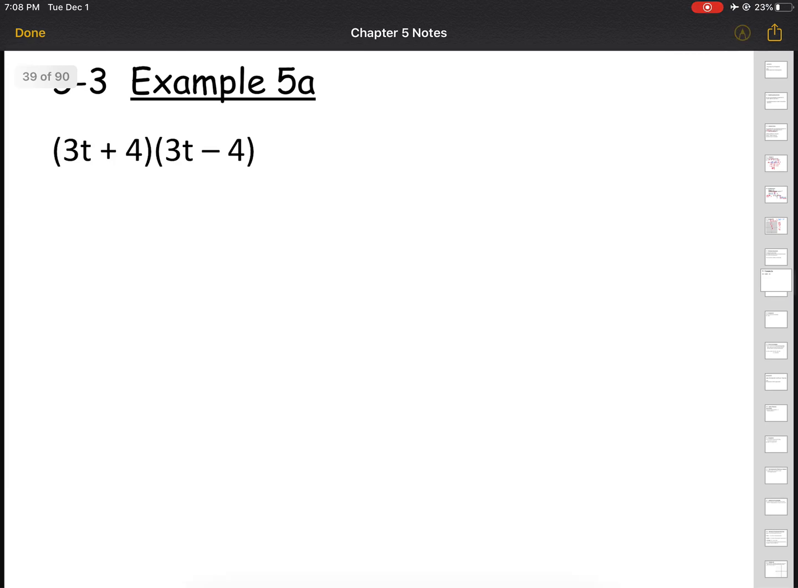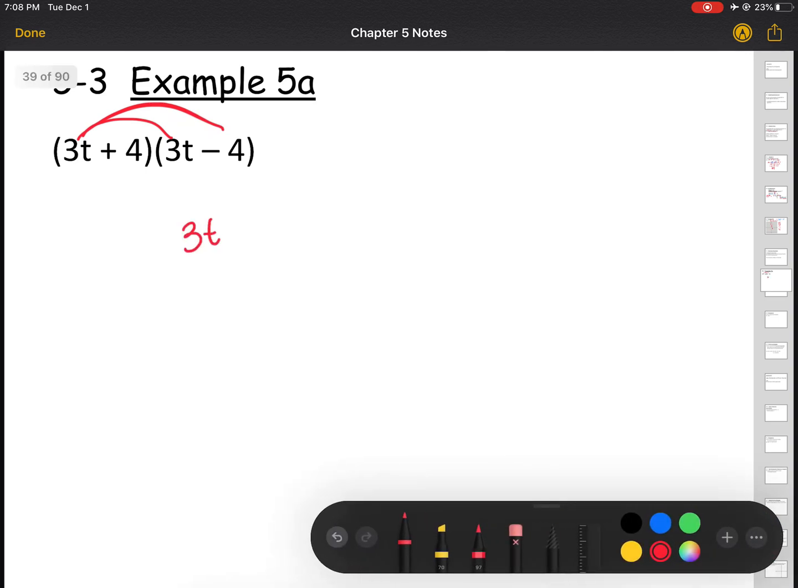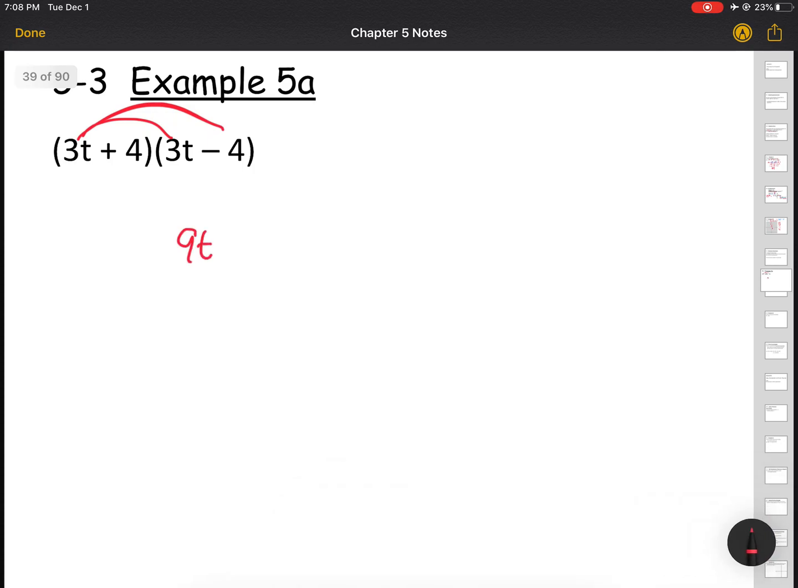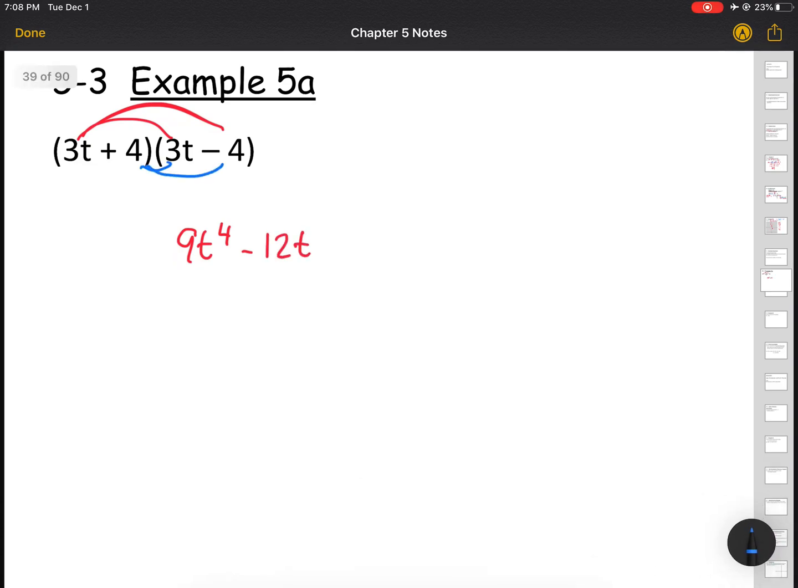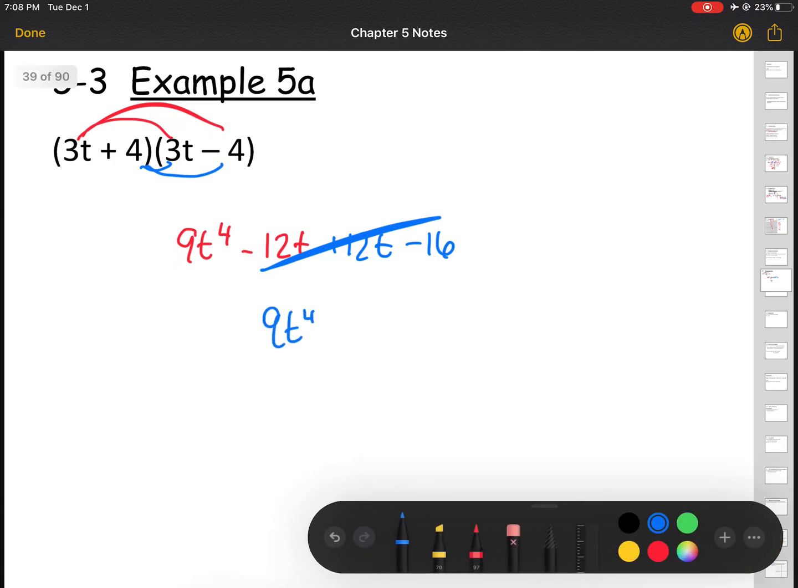For example, I have a sum and a difference here. They're the same thing, but they differ in sign. So if I FOIL this, 3t times 3t is 9t to the fourth power, and then 3t times negative 4 is negative 12t. And if I go the other way, 4 times 3t is 12t, and then 4 times negative 4 is negative 16. If I combine these, the middle two like terms go away, and I'm left with 9t to the fourth.